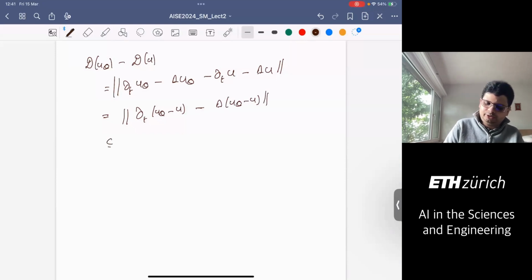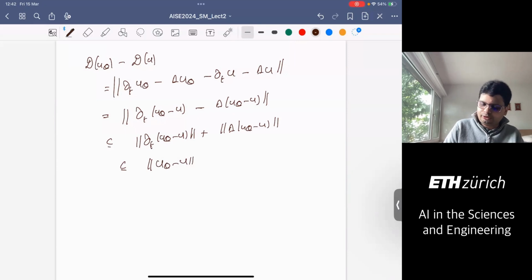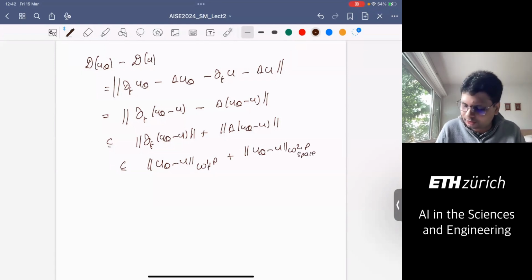So this is less than or equal to, by using the triangle inequality, the norm of dt of (u theta minus u) plus the norm of Laplacian of (u theta minus u). Or in other words, this is nothing but u theta minus u in what is called W1P, and the Laplacian is a second derivative, so this is u theta minus u in W2P. One is in time and the other is in space. Just very formally, I'm not doing the math.